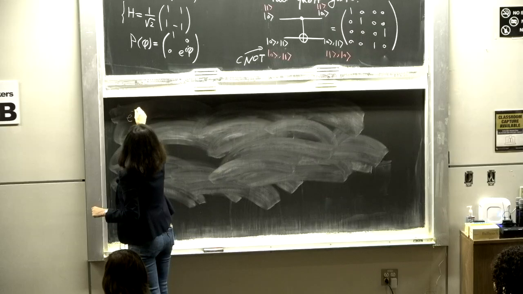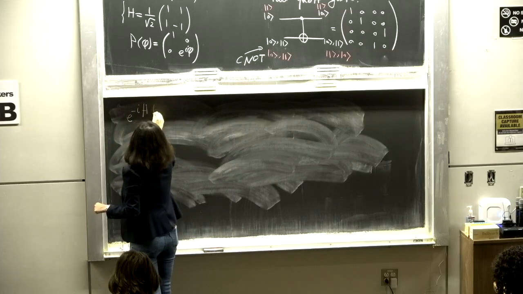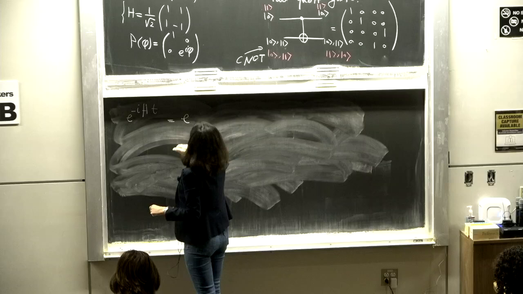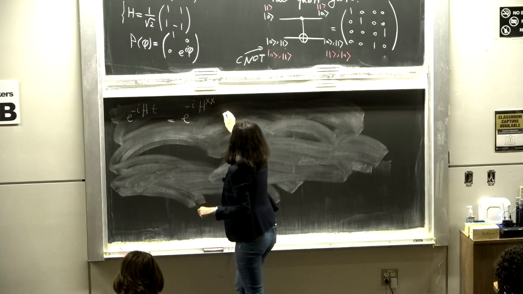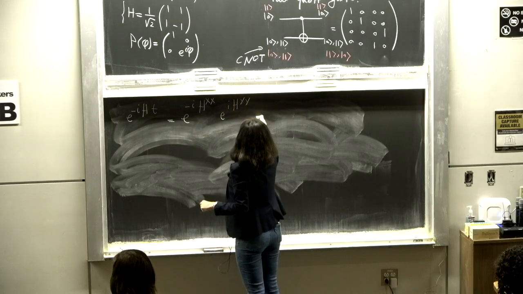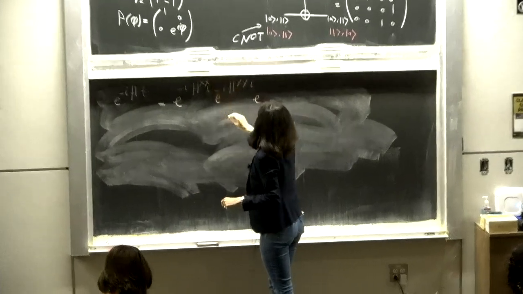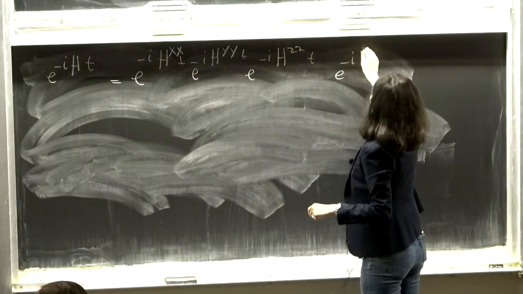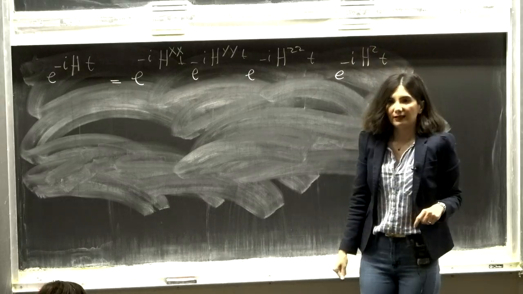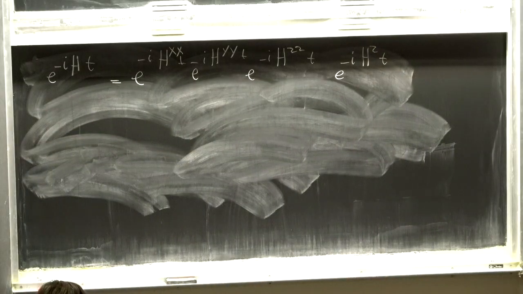OK, so now we want to implement e to the minus i h of Schwinger model t. And I'm going to write this as e to the minus i h xx t, e to the minus i h yy t, e to the minus i h zz t, e to the minus i h z t. So in other words, by doing this, I already told you what my decomposition is. I'm going to do all my XX gates first, and then do the YY ones, and then the ZZ ones, and the Z ones. And that's not the only way that I can do this.